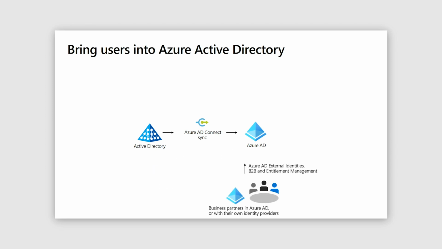And for your business partners, those users can sign in either to their existing Azure Active Directory, or if they don't use Azure Active Directory, their own identity provider. And those users can maintain their existing credentials for access even to your organization's access for your apps, both on-premises and the cloud. We'll show how to do that in a moment with entitlement management.